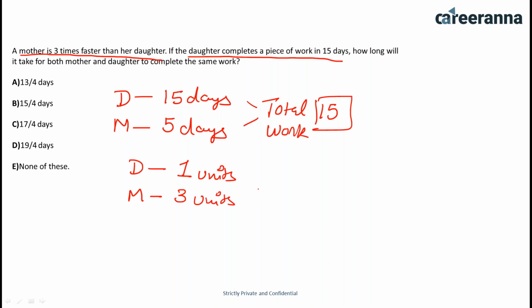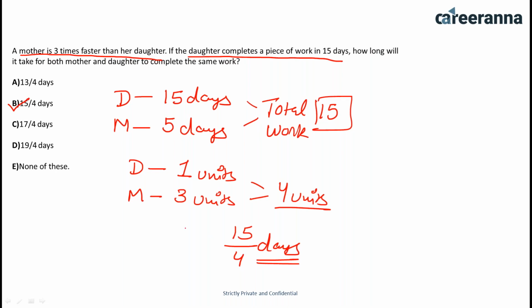If they both combine, the total work per day becomes 4 units. And you know the total work is 15. If they combine, they give 4 units of work per day. The question asks how long it will take for both mother and daughter to complete the work, so they are working together. So you can directly say that 15 by 4 days is required to complete it if they are working together. So we can directly say that option B is the right answer.